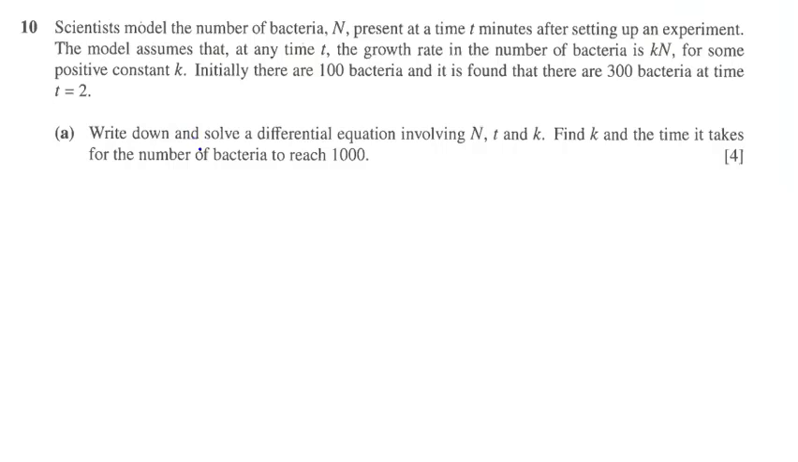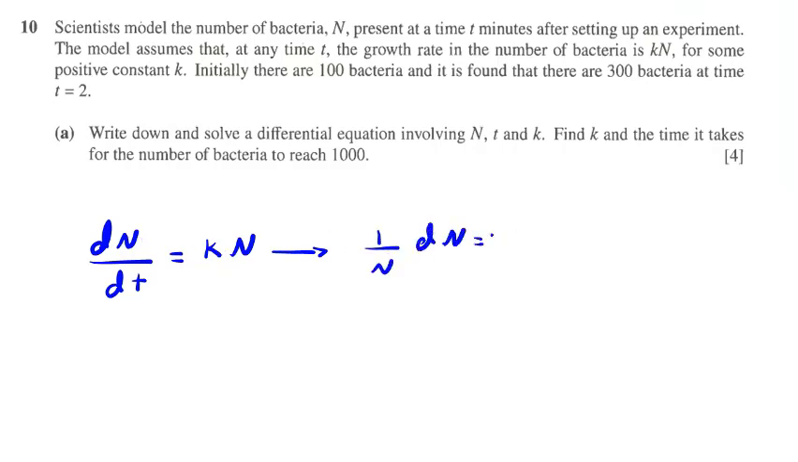Write down and solve a differential equation involving N, t, and k. Find k and the time it takes for the number of bacteria to reach 1000. Okay, so because the problem says the growth rate in the number of bacteria is kN, so you say dN over dt is kN. Now we can conclude, because here is dN, take 1 over N dN here and k dt here.